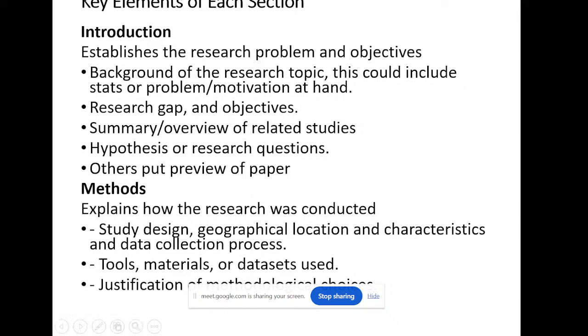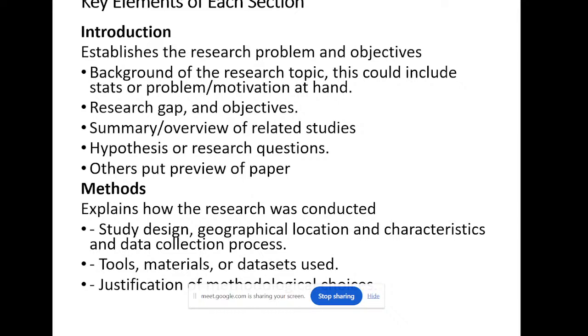Then the methods, others will call it data and methods, others will call it methods. So what normally is contained in the method section, here it could explain the research and how it was conducted, like what Tabo earlier mentioned. So here you could include the study design, you could include the geographic location, and maybe some characteristics of the data, or maybe some background to what you're trying to study in terms of this section.